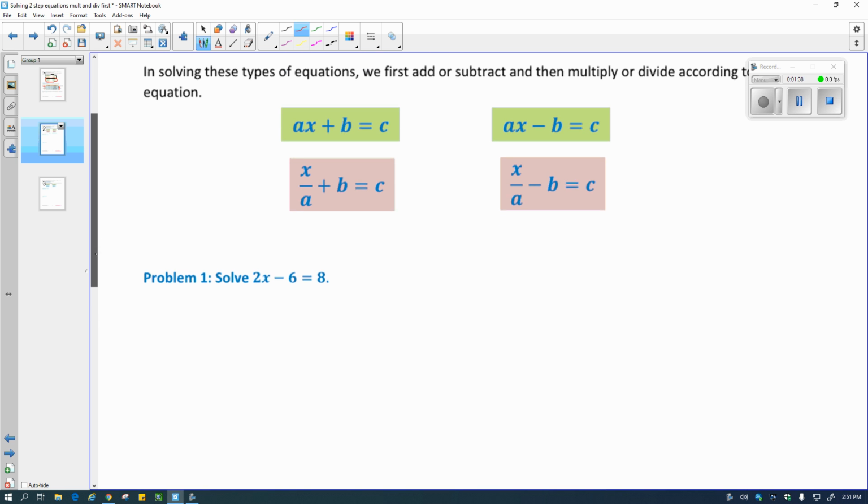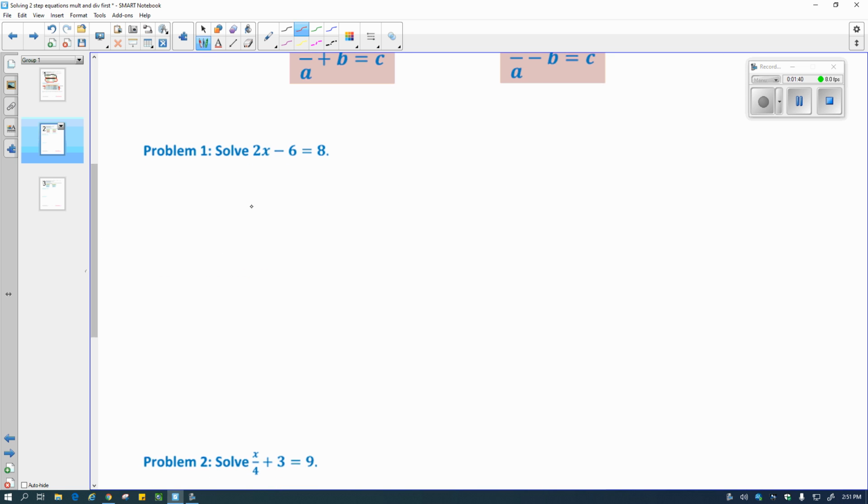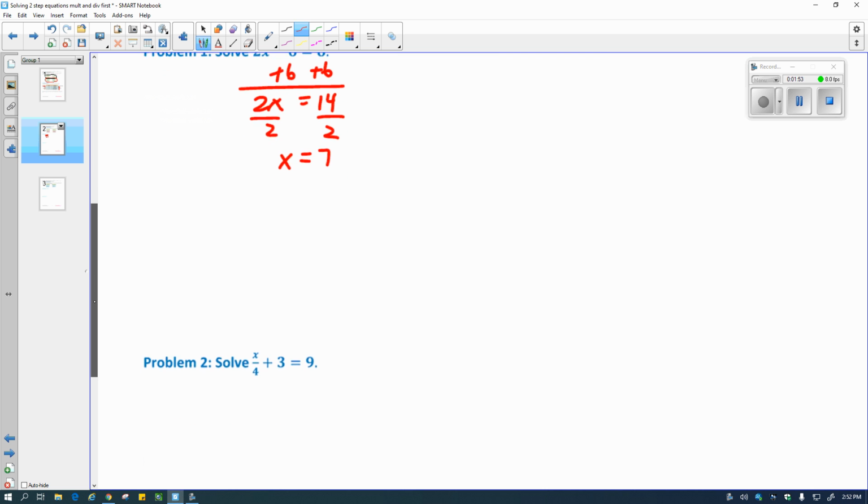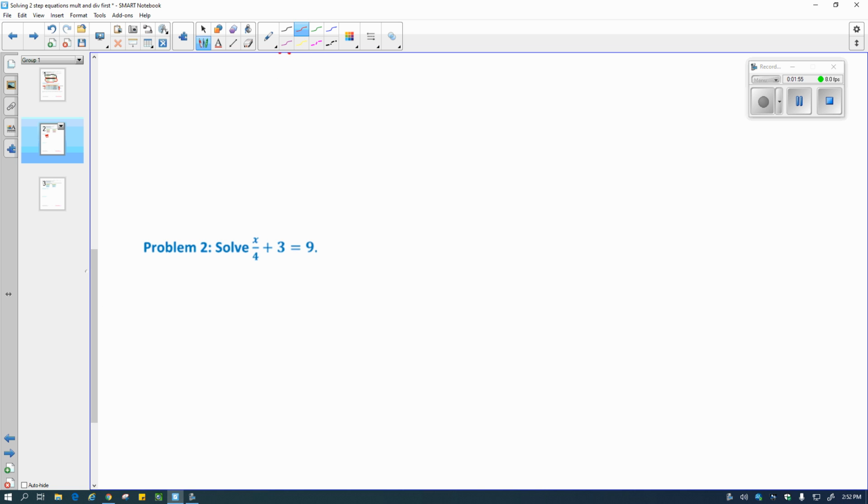The regular style where it's just individual terms of operations. Remember that I'd add 6. So 2x equals 14, divide by 2, x equals 7. Hopefully that looks familiar to you. The next example, I have minus 3, x over 4 equals 6. Then I'll times 4, x equals 24. So that's a standard problem. So I'm going to spend a little bit more time on the next two examples, and then I'll let you go on your own.